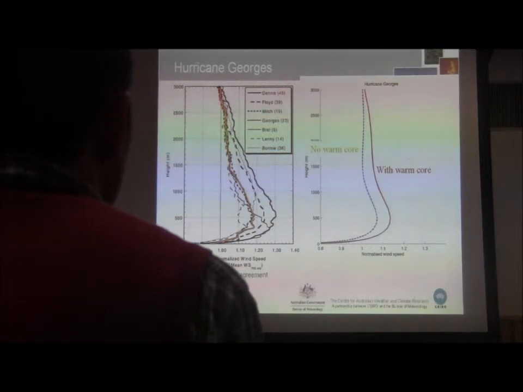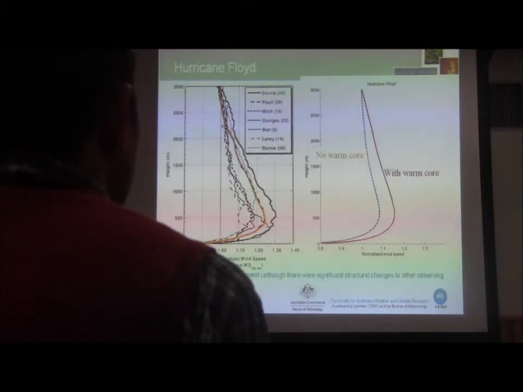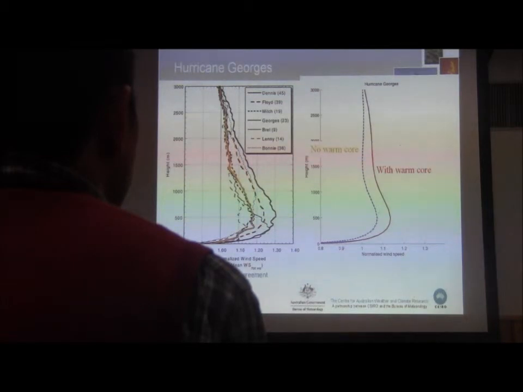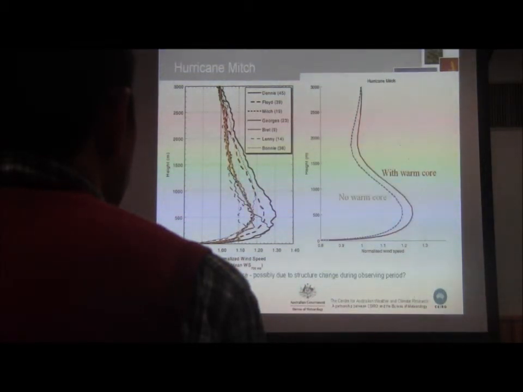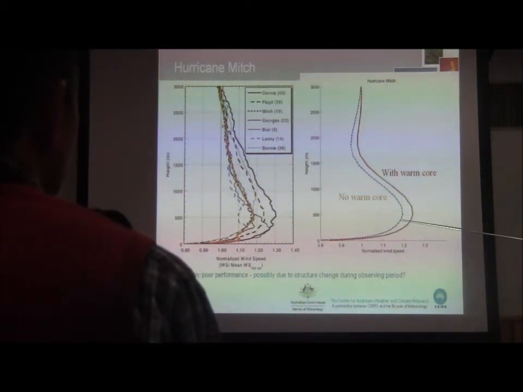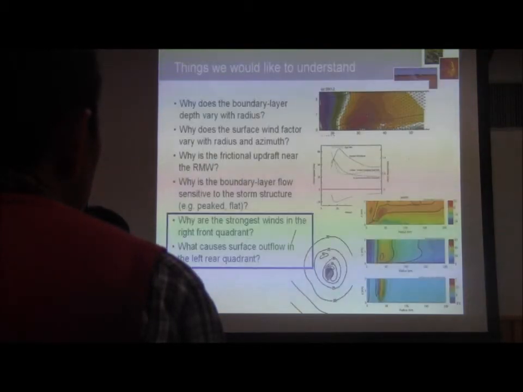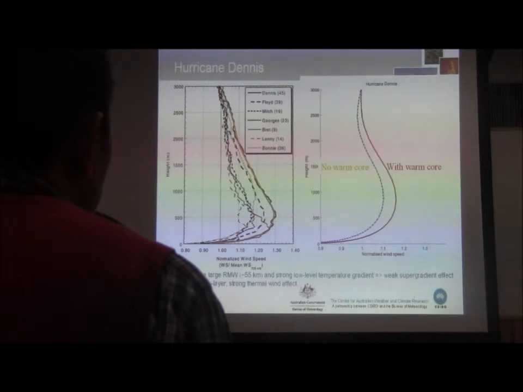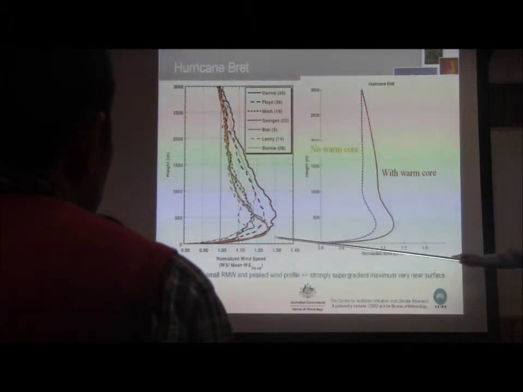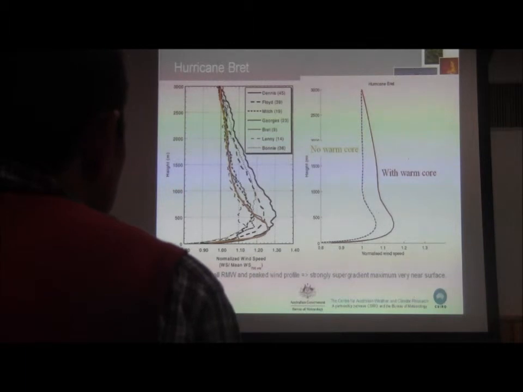Georges, there are quite subtle differences between these that are produced by changing the flight level winds, I think. And last of all, we get Mitch, which was the very peaked storm and quite markedly supergradient. So I'm certainly not explaining all of the variation, but there is a tendency for the model results to be systematic with the differences between storms that James Franklin had found 10 years ago.